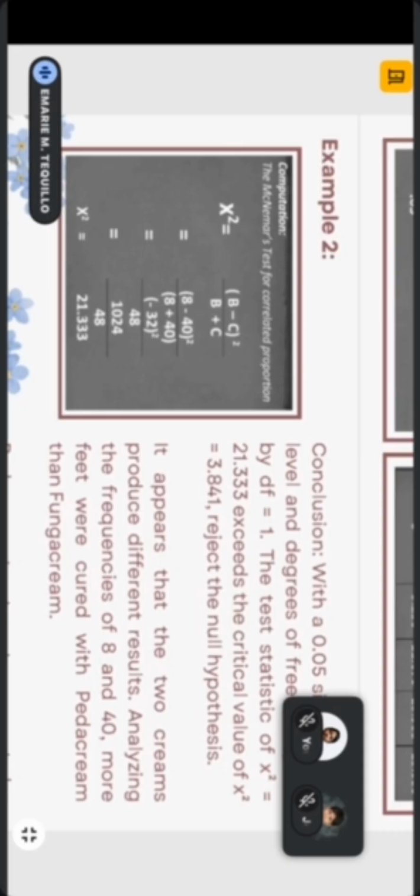So, conclusion: with a 0.05 significance level and 1 degree of freedom, the test statistic chi-square equal to 21.333 exceeds the critical value of chi-square, which is 3.841. So, reject the null hypothesis. It appears that the two creams produce different results. Analyzing the frequencies of 8 and 40, more feet were cured with pedia cream than with fungi cream.